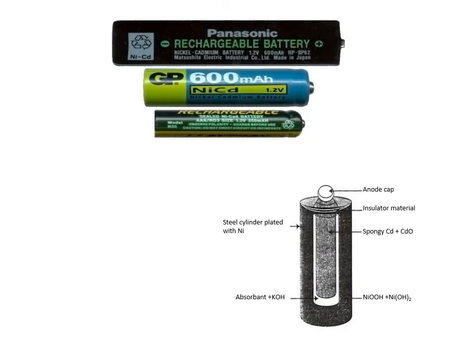These are the pictures of nickel cadmium cell. You can see in the second picture the anode cap, insulator material, spongy cadmium oxide, NiOOH plus NiOH twice, absorbent plus KOH, and the steel cylinder plated with nickel.